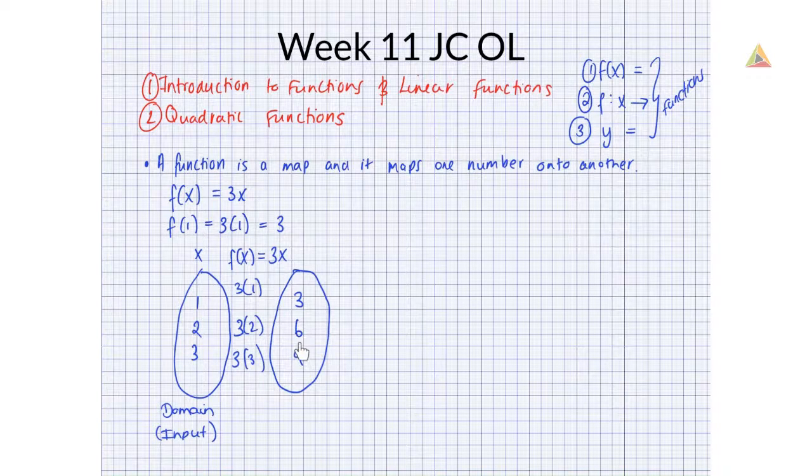Now these are the set of y values, and they're also known as the codomain or range. And they're output values as well. So the range is the set of all of the actual outputs, and the range will always be contained in the codomain, okay? So I'll just show you here. 1 maps onto 3, 2 maps onto 6, and 3 maps onto 9. So we say there that the range is 3, 6 and 9 because they are all numbers that have been mapped on from 1, 2 and 3.